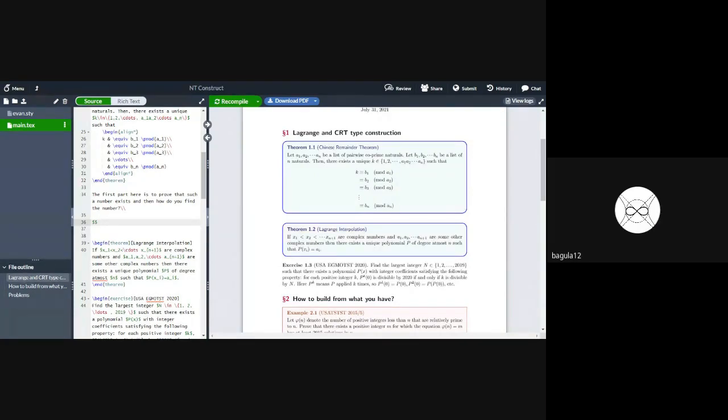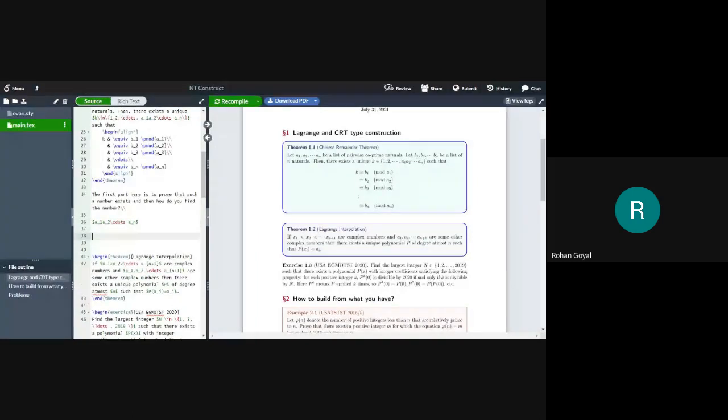0 to a1 minus 1. A1 residues are there. Mod a2, there are a2 residues, correct? And so on. So there can be at most a1 a2 ... an combinations of residues, correct? But now suppose some two of these numbers, between 1 and a1 a2 ... an, call them a and b, both satisfied the same set of congruences.